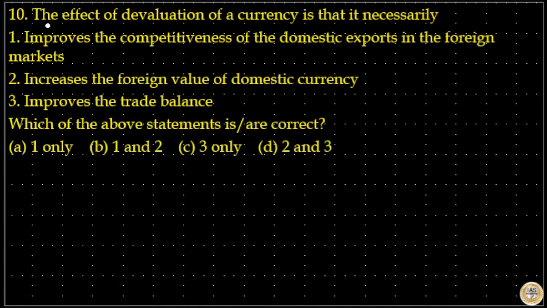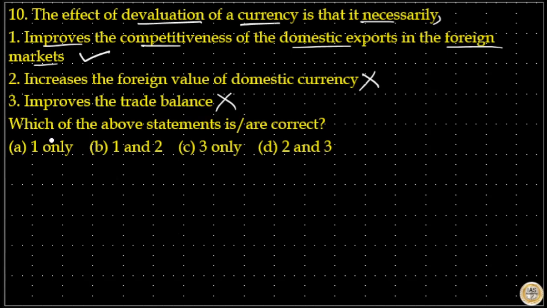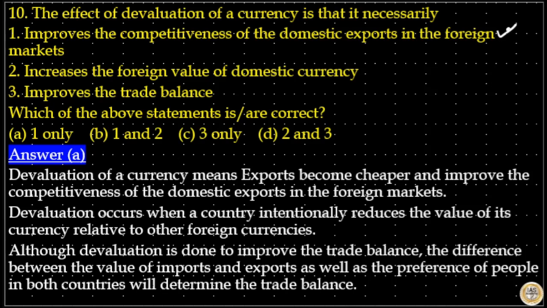Next is question number 10. The effect of devaluation of a currency is that it necessarily, options are, improves the competitiveness of the domestic export in the foreign markets. That is correct. Increase the foreign value of domestic currency. That is incorrect. Improves the trade balance. That is incorrect. Which of the above statements is or are correct? Here answer to this question is option A. That is statement 1 only is correct. Statements 2 and 3 are incorrect here.